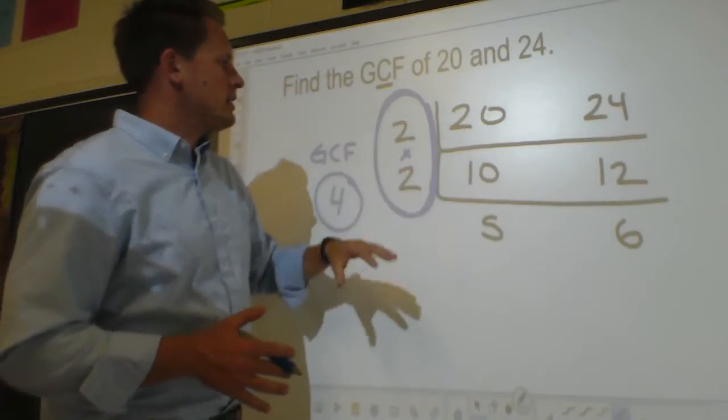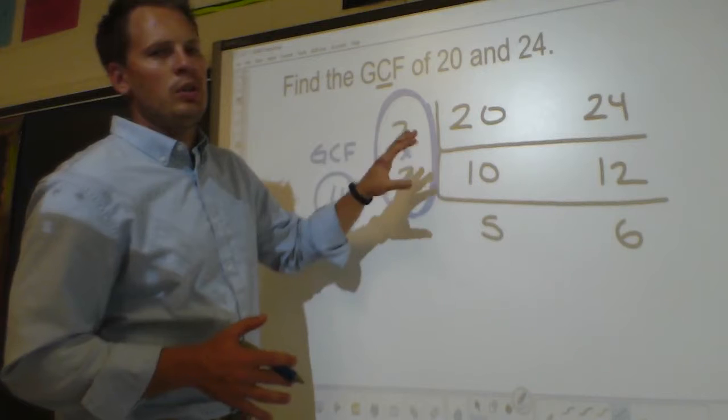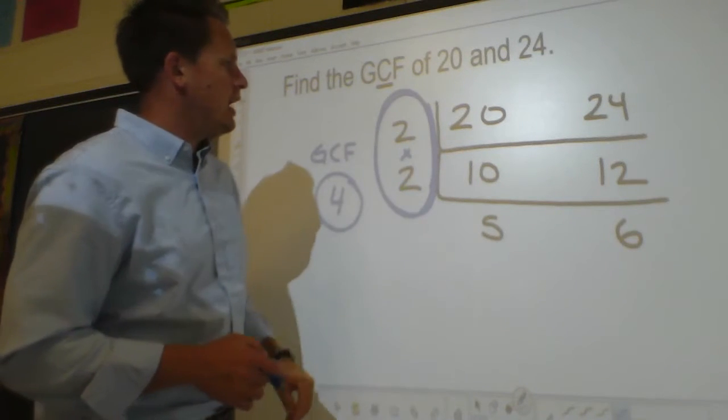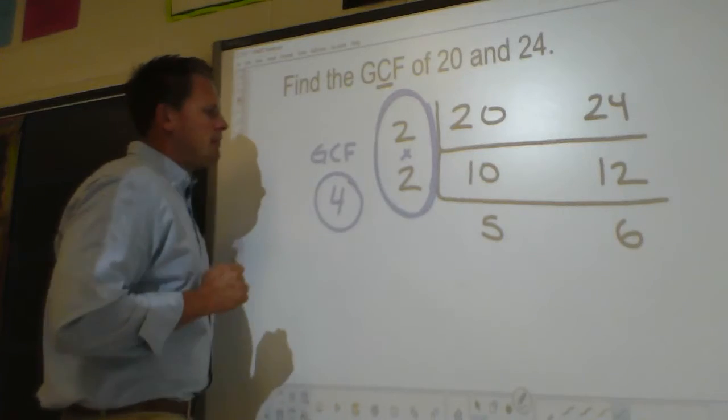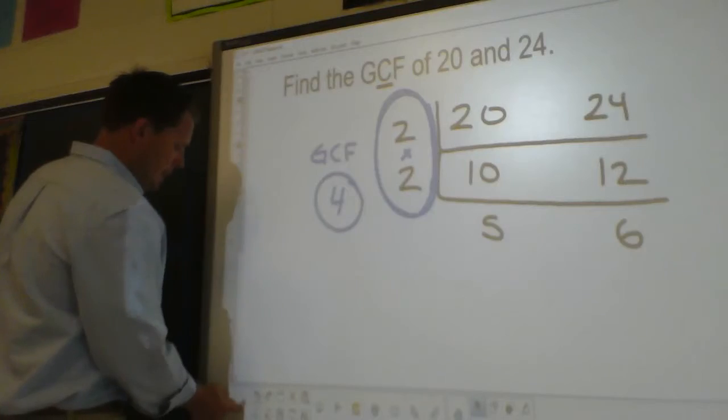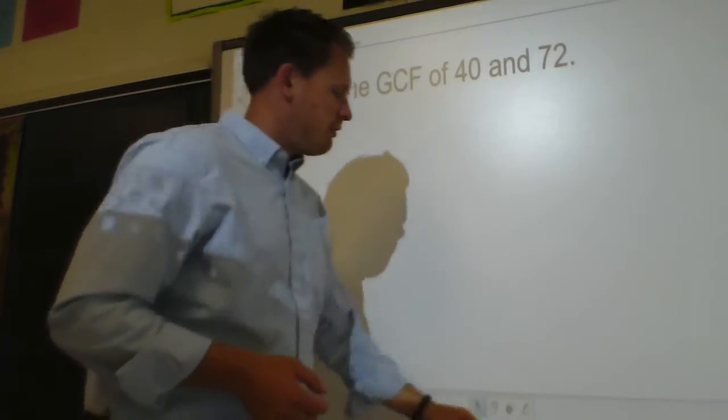Try your best to stay with me and do these because this eventually will be your preferred method. I have no doubt about that. So the greatest common factor is 4. All right, so now we're up to 40 and 72.